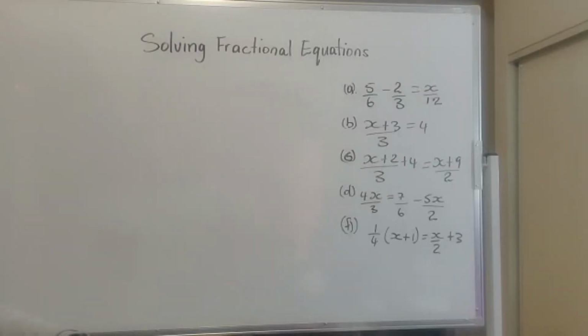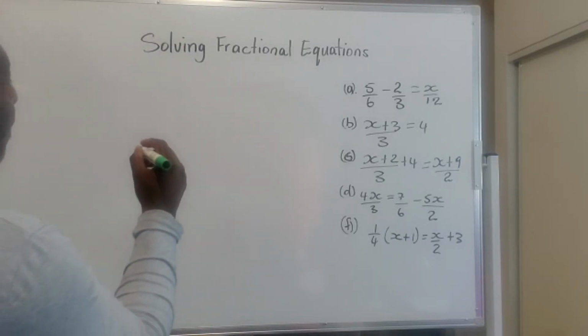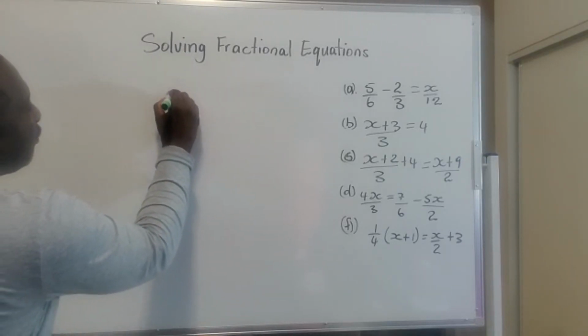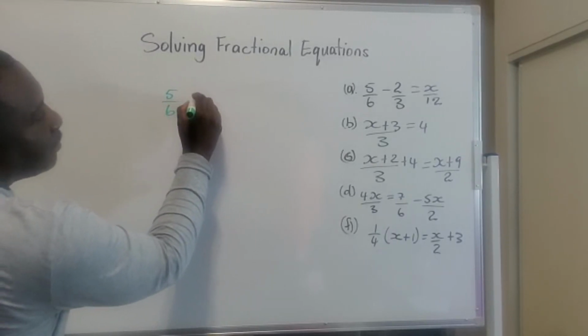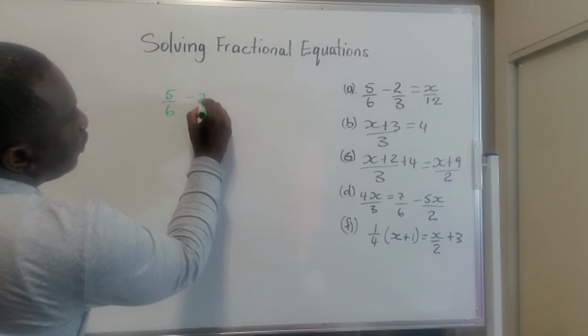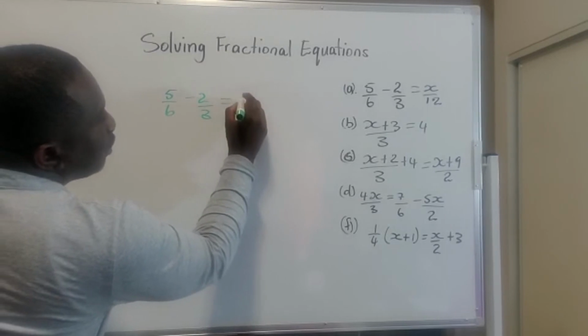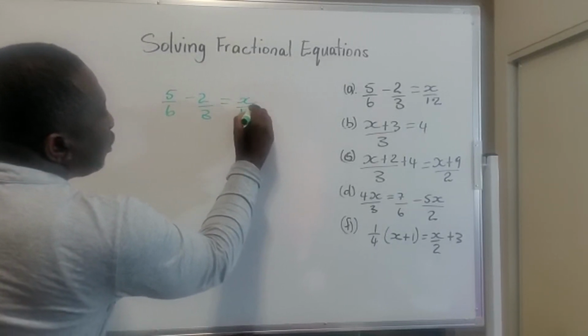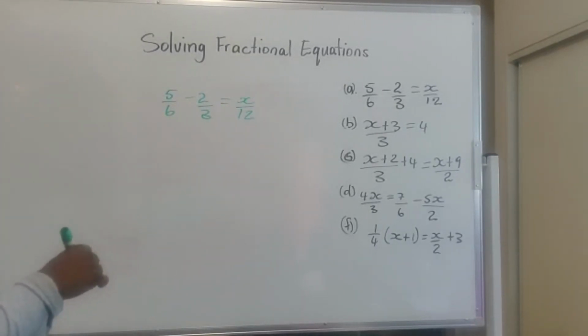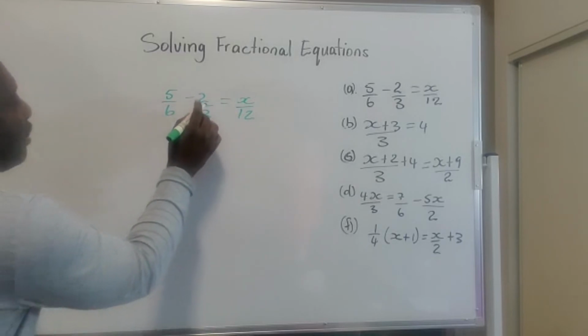Welcome guys. So today my focus is on fractional equations. I'll just go straight ahead and write the problems on the board. First one is 5 over 6 minus 2 over 3 is equal to x over 12. And remember, you can pause the video and go back.